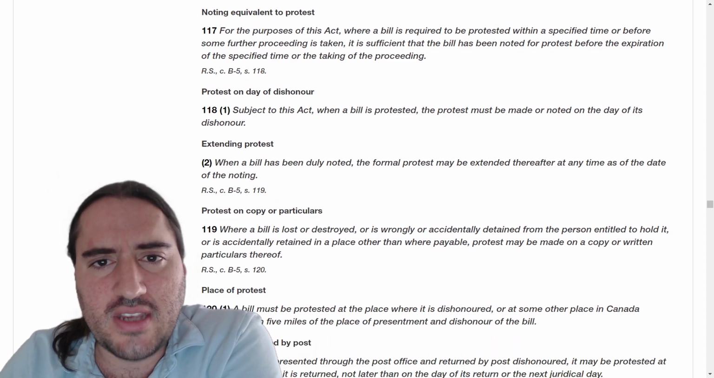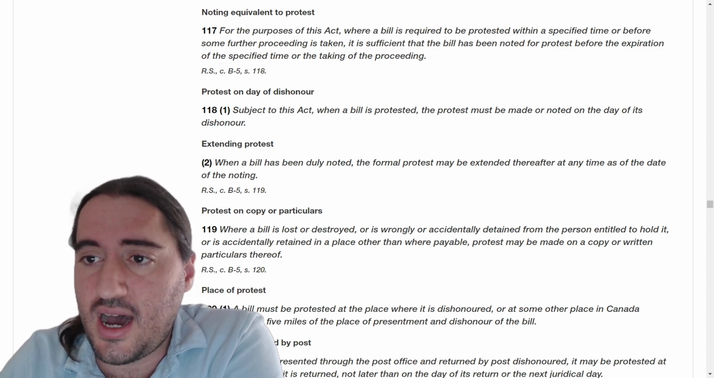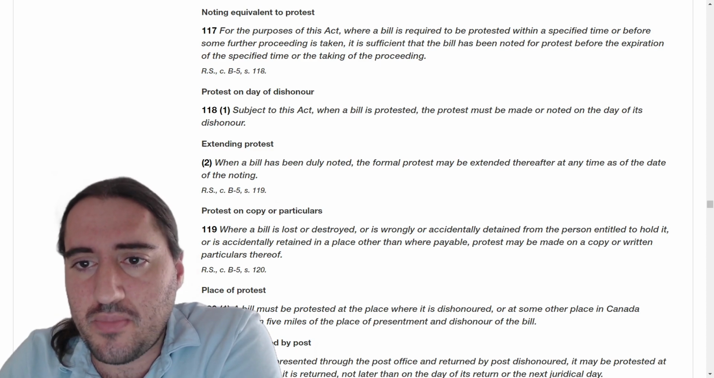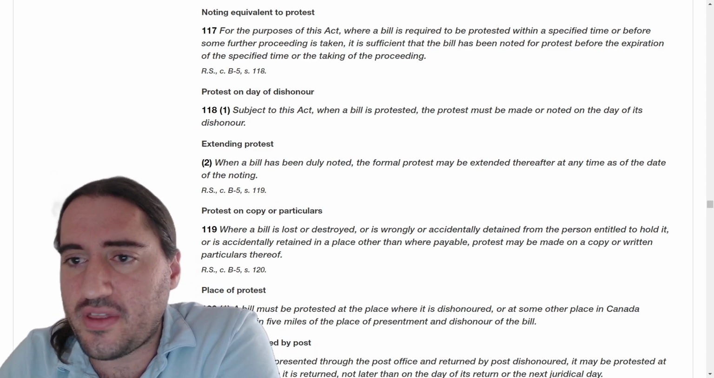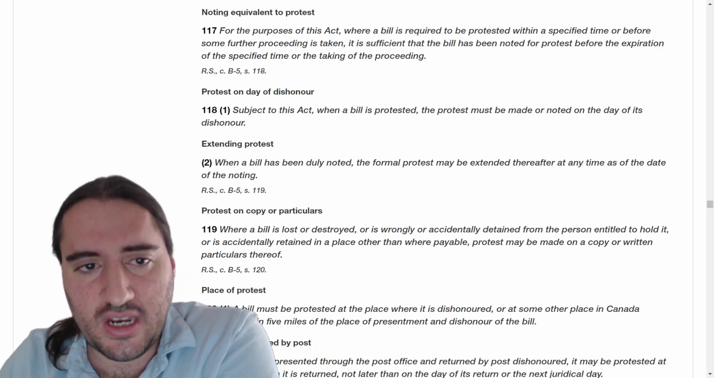Noting equivalent to protest. For the purposes of this act, where a bill is required to be protested within a specified time or before some further proceeding is taken, it is sufficient that the bill has been noted for protest before the expiration of the specified time or the taking of the proceeding.